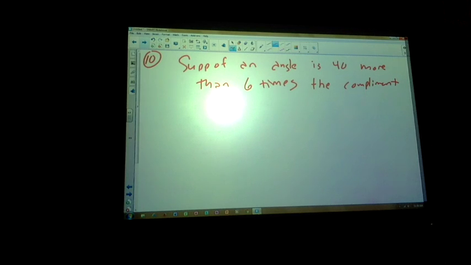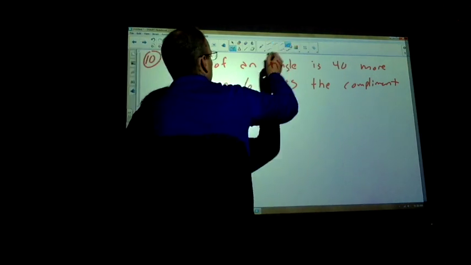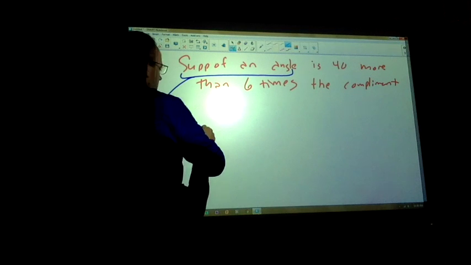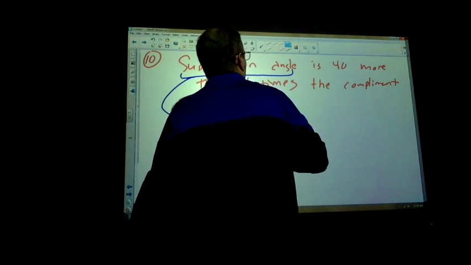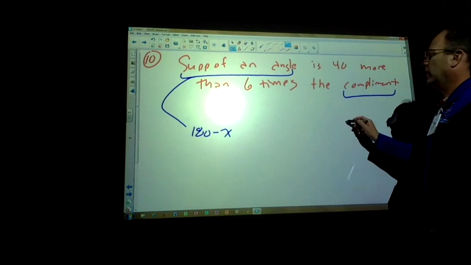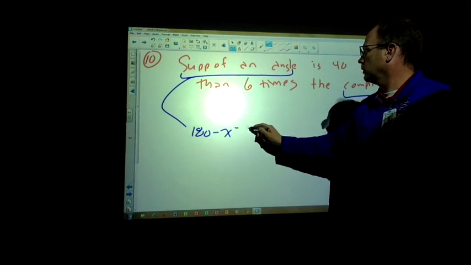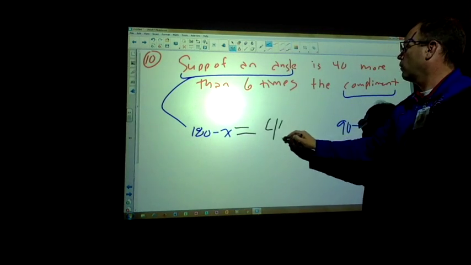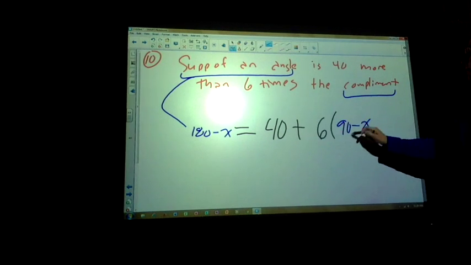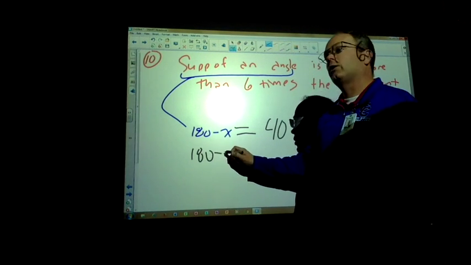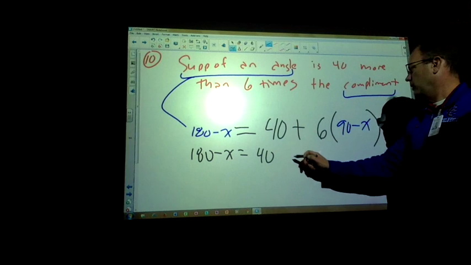How do I write the supplement of an angle? Good, 180 minus x. How do I write the complement of an angle? That's 90 minus x. Still with me? Okay, so the supplement of an angle, 180 minus x, equals 40 more than 6 times the complement. Is that right how I did it? Yeah. All right, so I don't have to distribute over here.